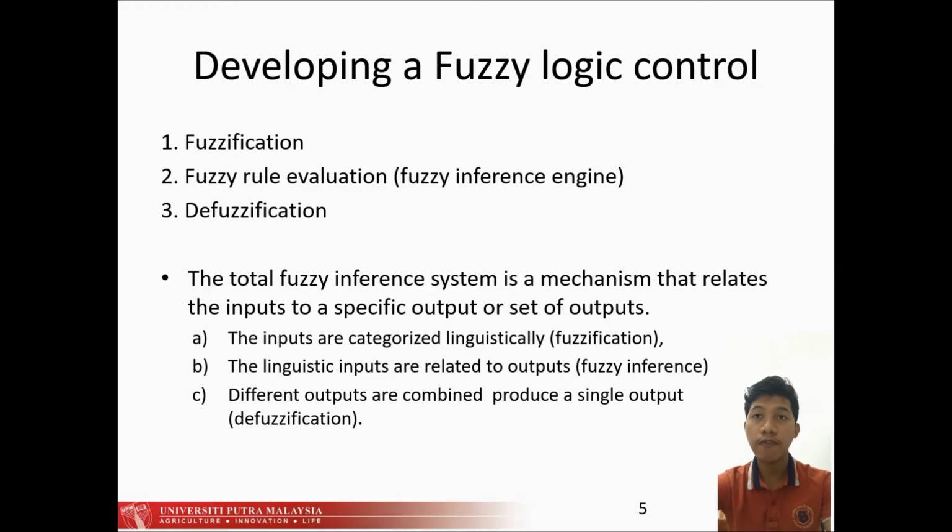So it involves three steps for developing a fuzzy control. The first one, fuzzification, the second one, fuzzy rule evaluation, and the third one, defuzzification. Fuzzification is where the inputs are categorized linguistically. In fuzzy rule evaluation, the linguistic inputs are related to outputs. And in defuzzification, the different outputs are combined to produce a single output.